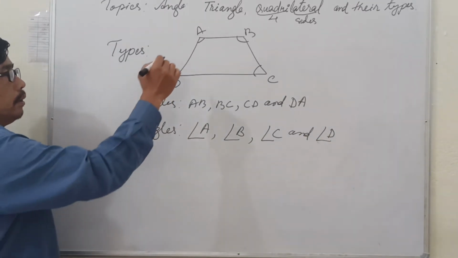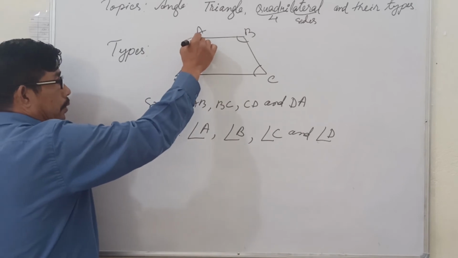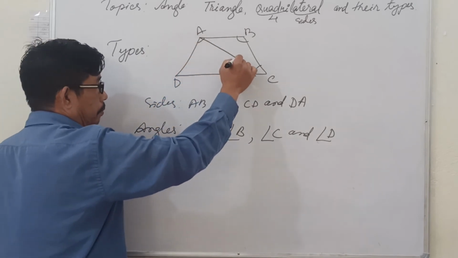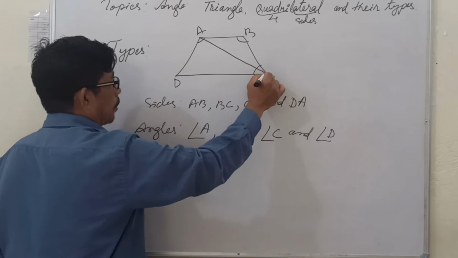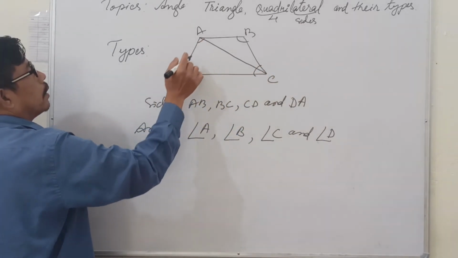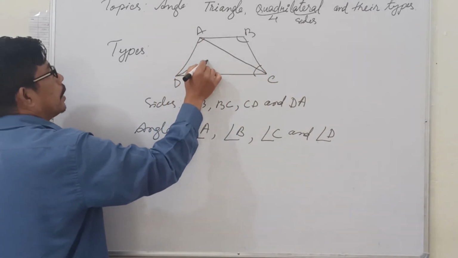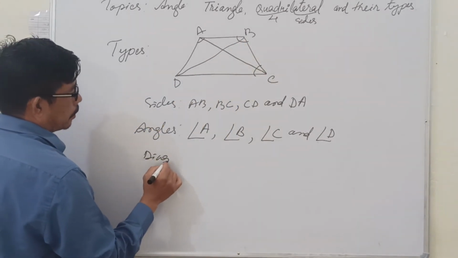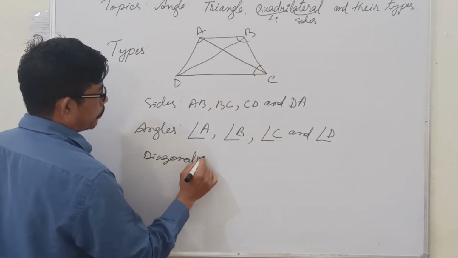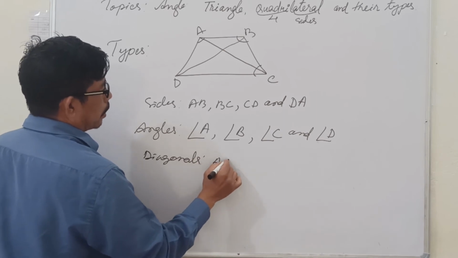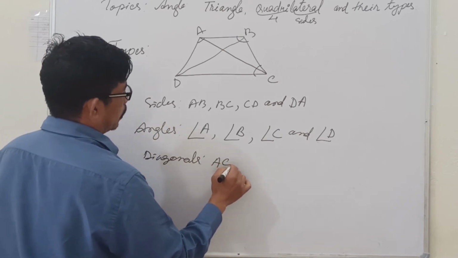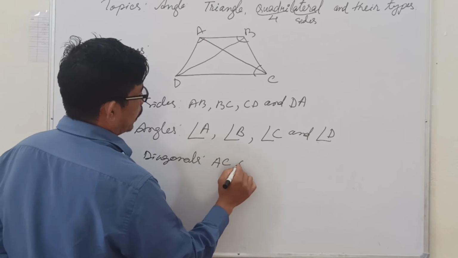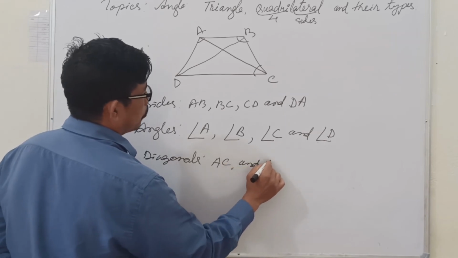Now if we join two opposite vertices, we get a line segment, and if we join B and D, another line segment. So these two line segments are known as diagonals. The diagonals are AC and BD.